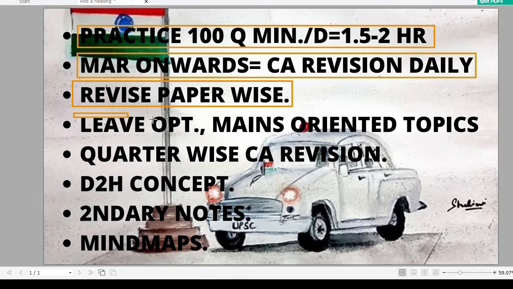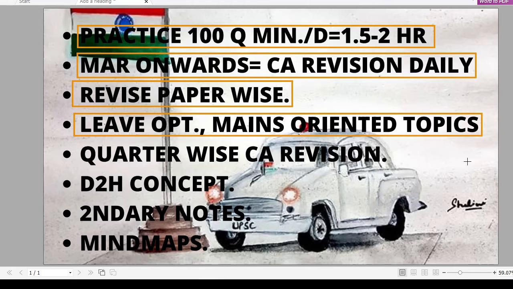So the next point is to leave optional. If you have not yet completed the optional, please leave it. I suggest you leave optional, because this is not the time for reading optional and ethics and all. We should leave optional, and we should plan an optional strategy after prelims.